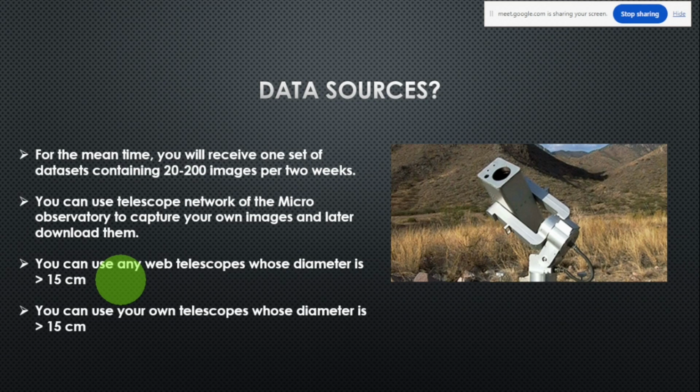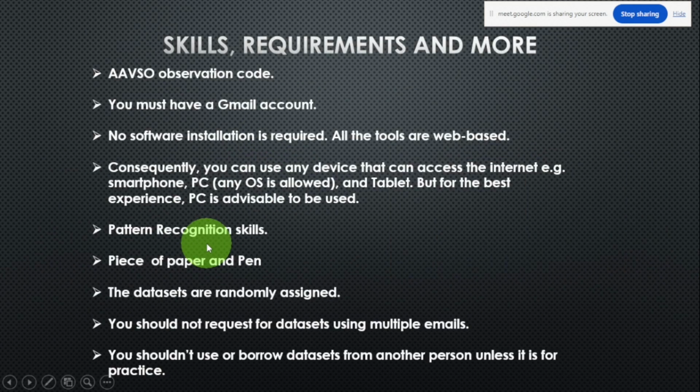But in this, I'm assuming that you always require a telescope from these two sources. So now, skills, requirements, and more. What are the skills? First of all, you need your AAVSO observation code.